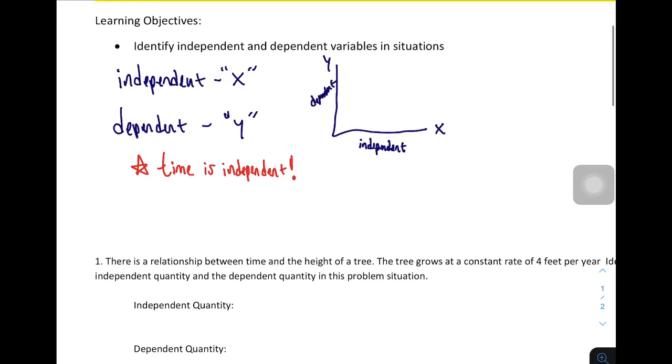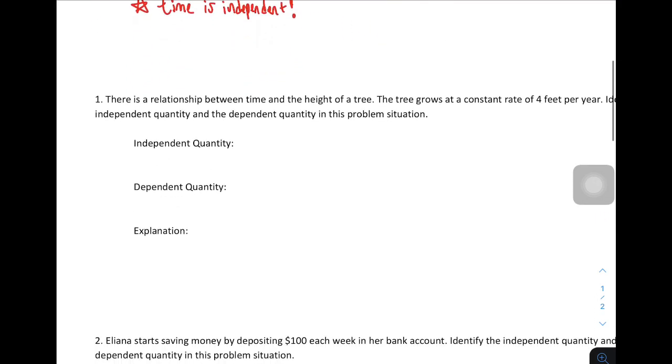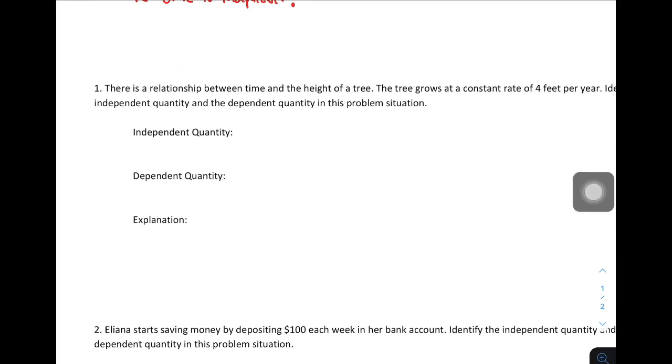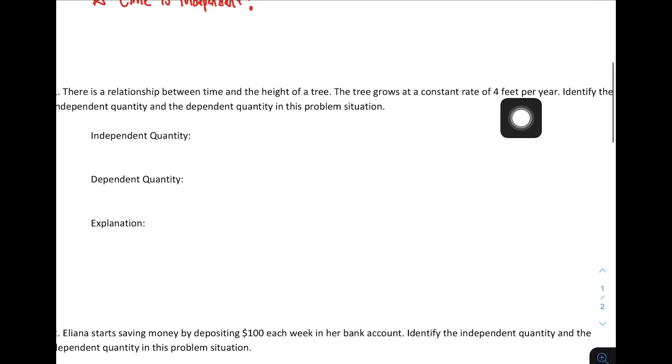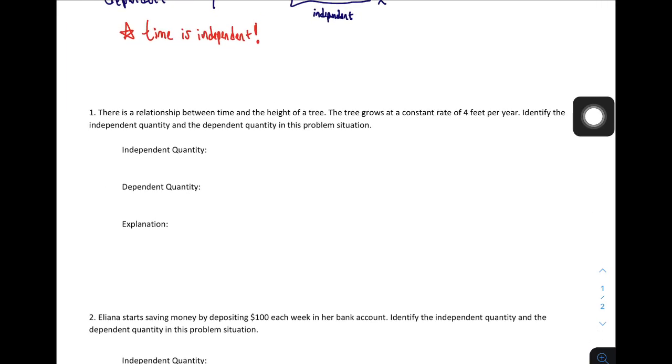All right, so let's talk about our first situation. So there's a relationship between time and height of a tree. The tree grows at a constant rate of 4 feet per year. Identify the independent quantity and the dependent quantity. So we have to identify two different quantities. So if I read this problem again, or just the situation, there's a relationship between time and height of a tree. They give you two quantities, time and height.